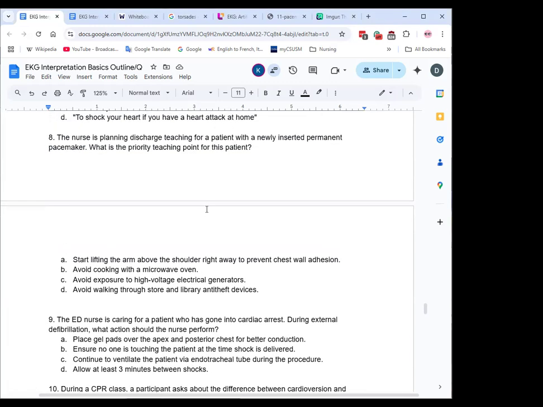All right. So let's go to number 9. The ED nurse is caring for a patient who's gone into cardiac arrest during external defibrillation. What action should you perform next?